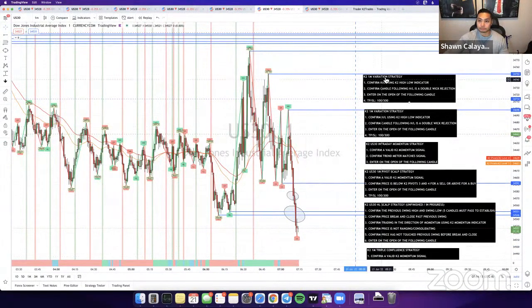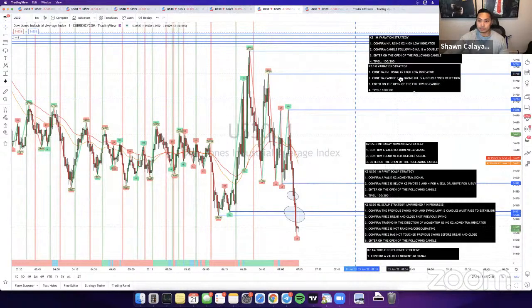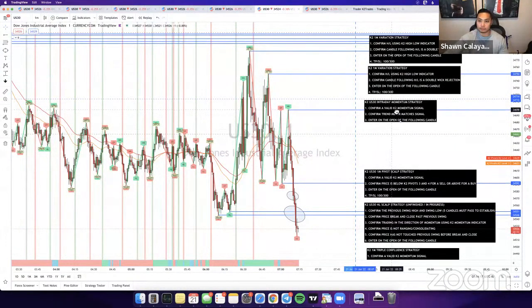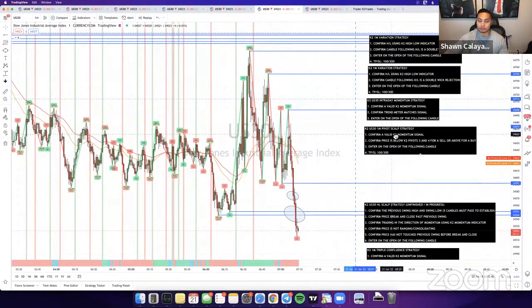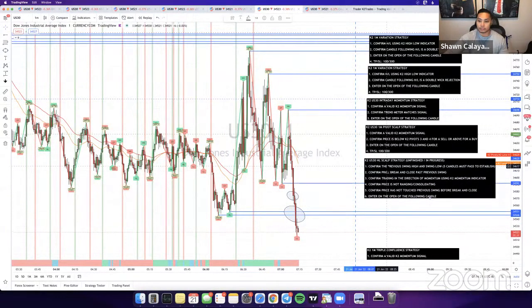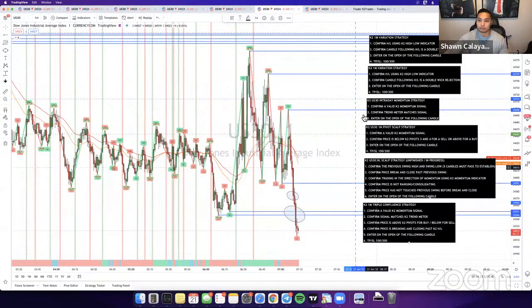Depending on how risky you guys want to be, for today we were looking for a sell. So basically any sell entry that would have come up would have been okay for us. Looking at this right here, there's a variation 1, variation 2, intraday, pivot scalp. There's a lot of entries here that could have been taken using any of these strategies. But it's really up to you guys.